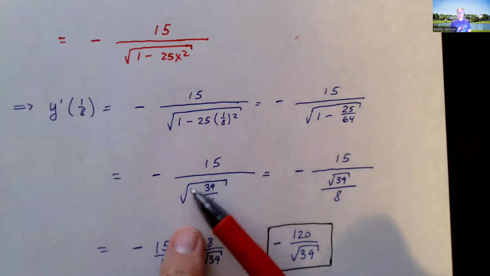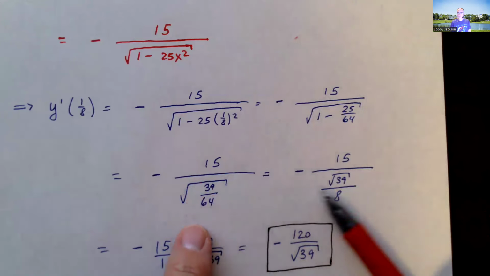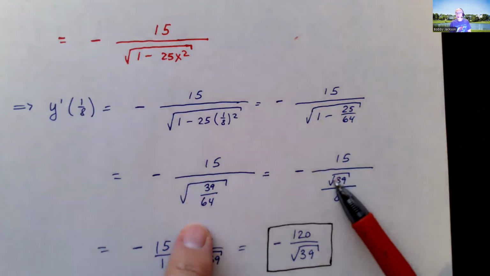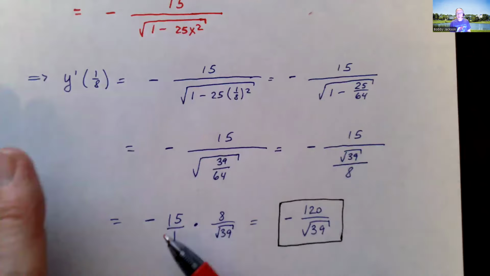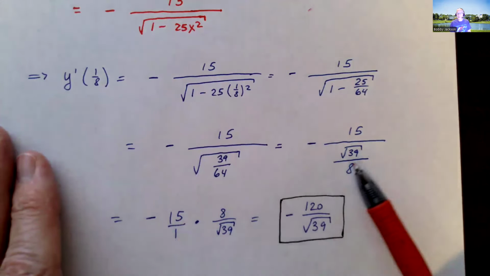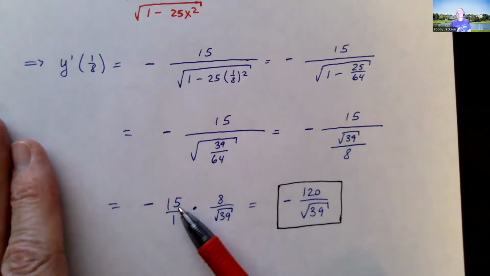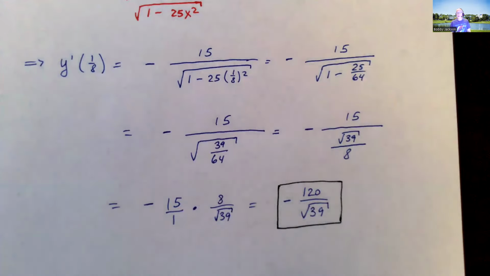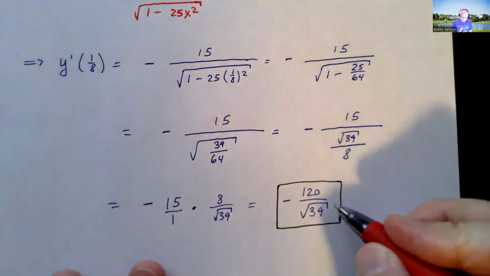So simplify the square root of 39/64. That's the square root of 39 over 8, right? The square root of 64 being 8. 15 divided by this fraction is the same as multiplying 15 times the reciprocal of the divisor. And 15 times 8 gives me 120. Don't forget the negative sign there. Here's your final result. You could rationalize this.